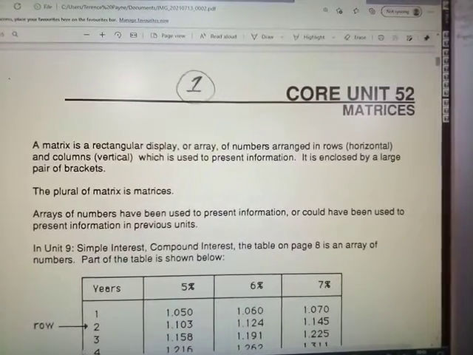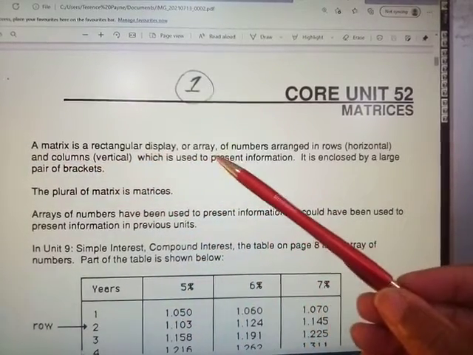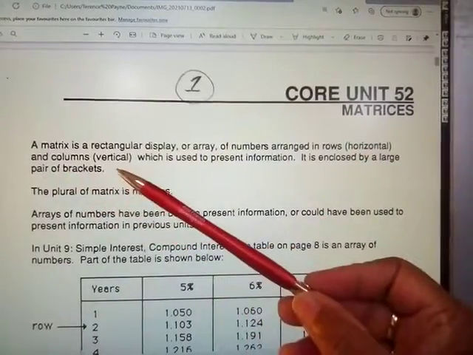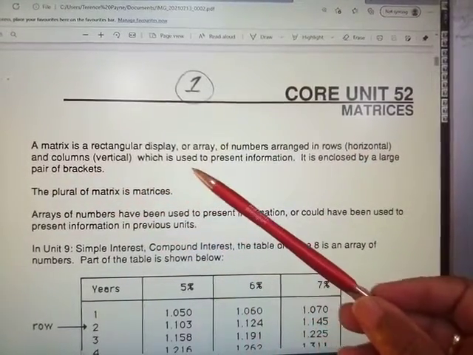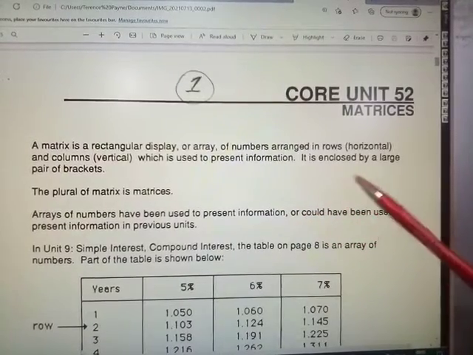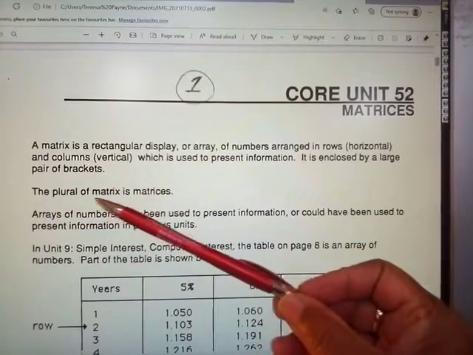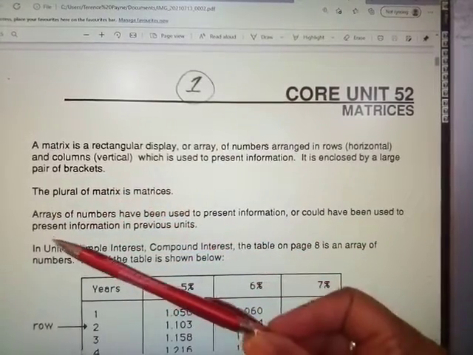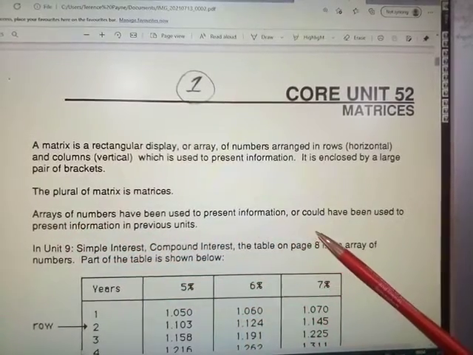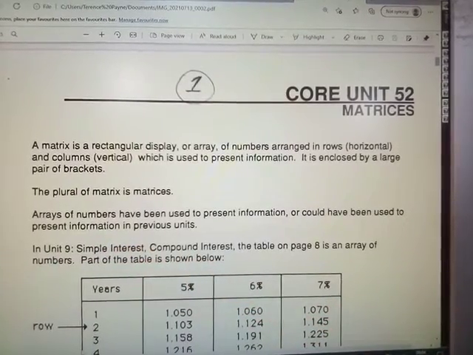Now, a matrix is a rectangular display or array of numbers arranged in rows, horizontal, and columns, vertical, which is used to present information. It is enclosed by a large pair of brackets. The plural of matrix is matrices. Arrays of numbers have been used to present information, or could have been used to present information, in previous units.